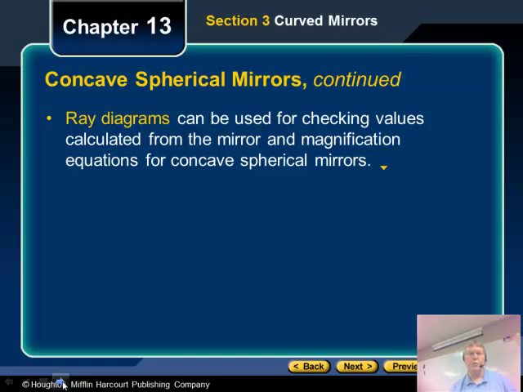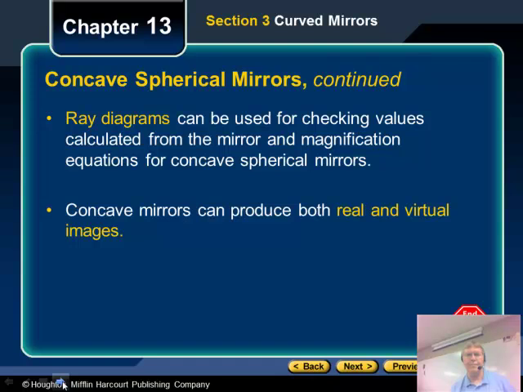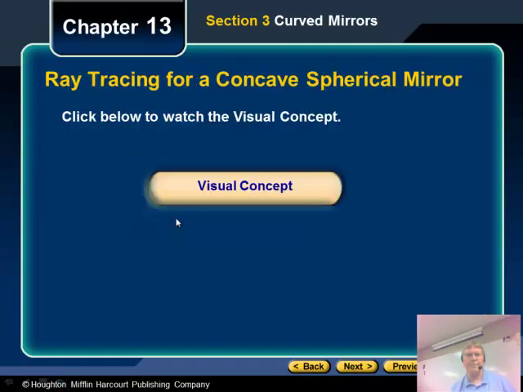So you can use ray diagrams like that to check values. You can use them for estimating, to see how close calculations are, and they can be useful. However, if they're not done accurately and to scale, they can also be misleading. So be a little bit careful of that. Concave mirrors can produce both real and virtual images. In other words, they can be set up to form the image both in front of the mirror and behind the mirror.